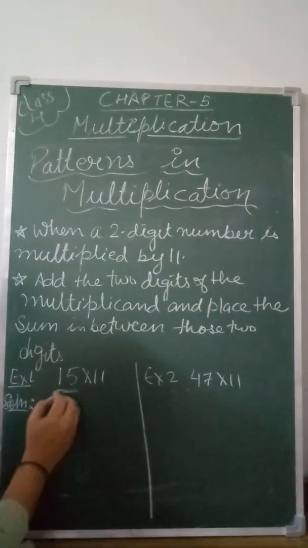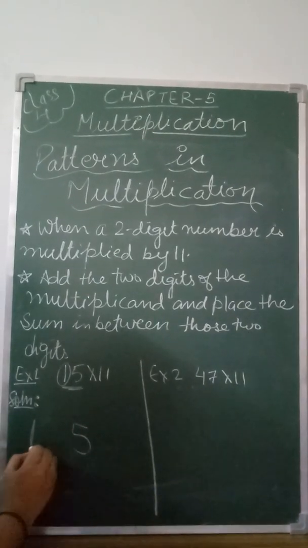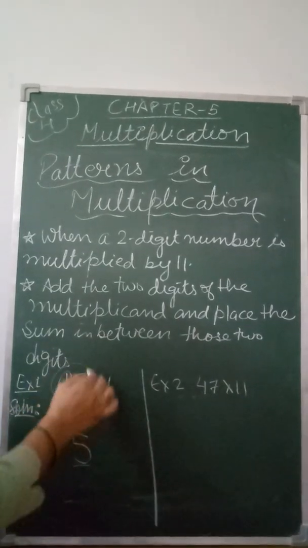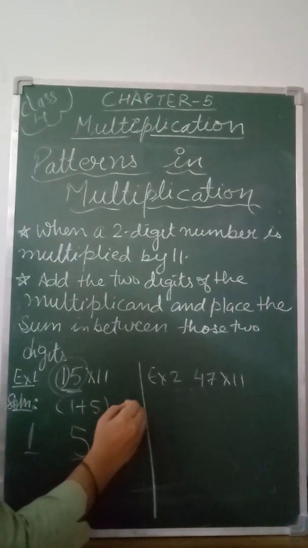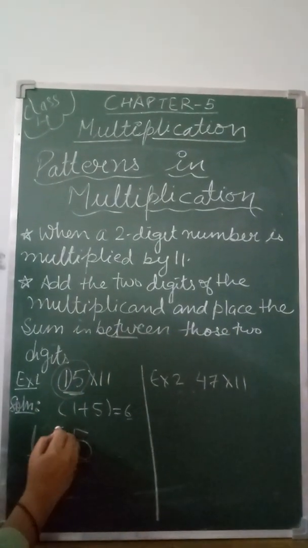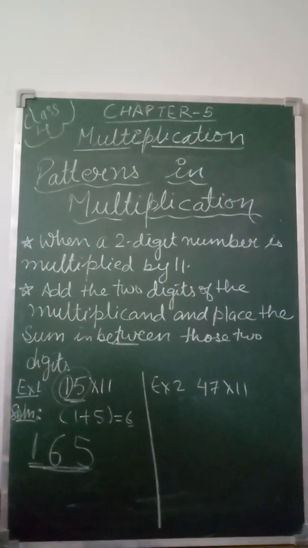So first write 1 and 5 with some gap between them. Now add these two numbers: 1 plus 5, what is the answer? 6. Place 6 in between those two digits, and 165 is the answer.